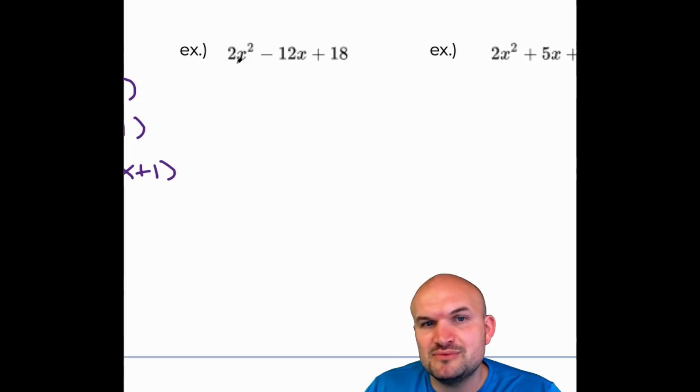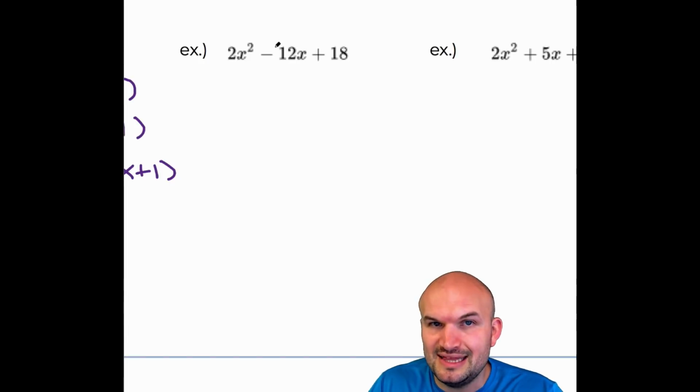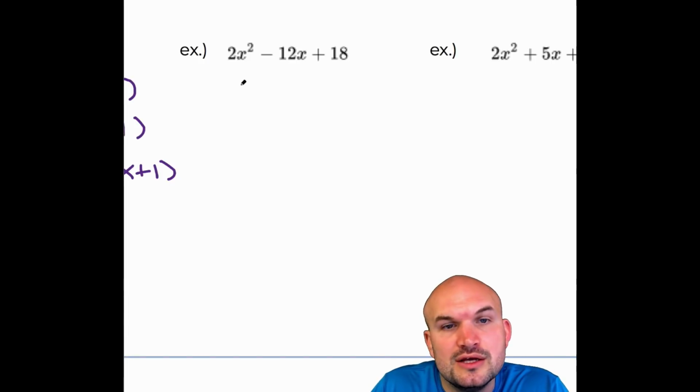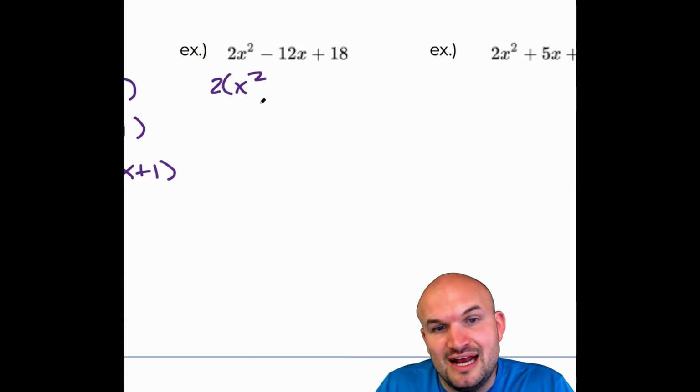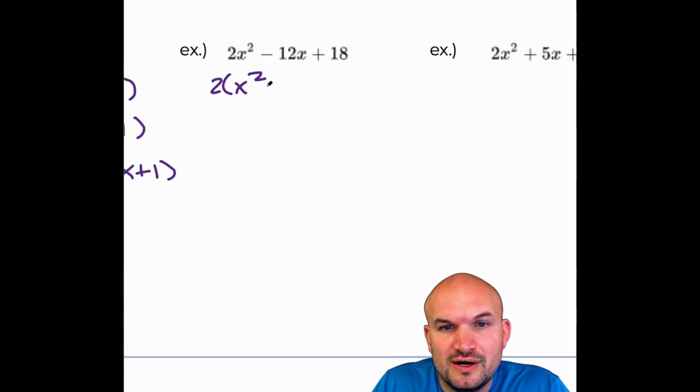And you can see from 2x squared minus 12x plus 18, they all share a common factor of 2. So I'm going to factor out a 2. By factoring out a 2, it's just like dividing out a 2. You're basically dividing every term by 2. So therefore, I get x squared minus 6x plus 9.